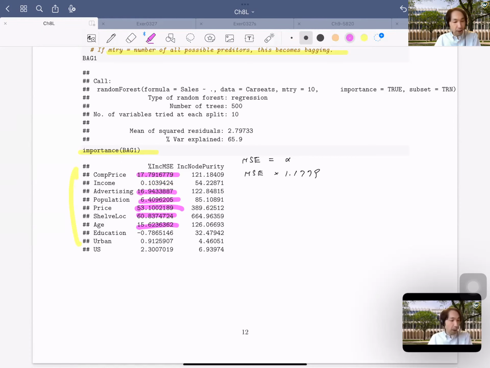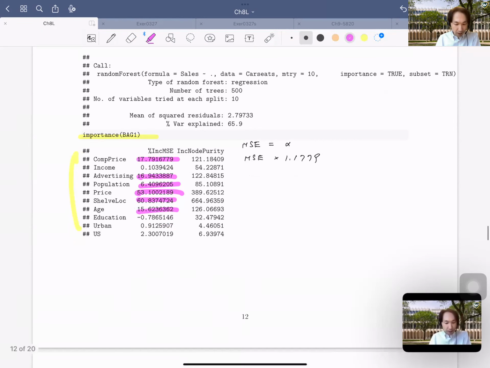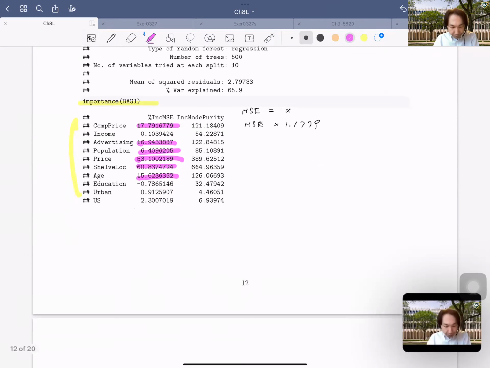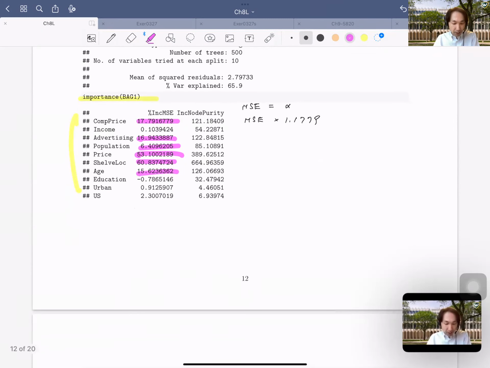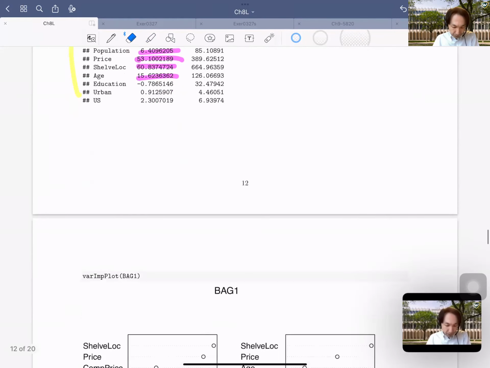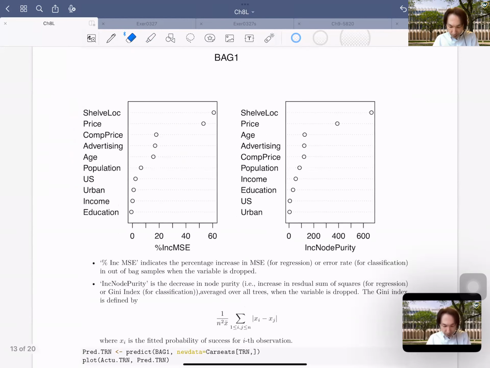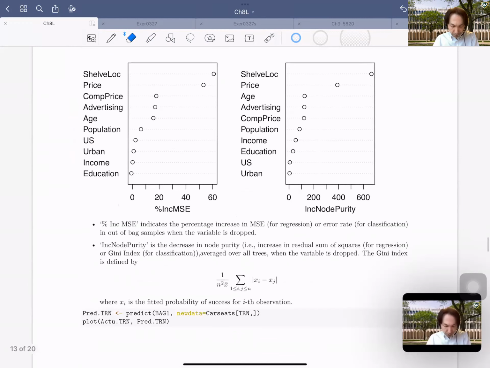So the tree-based method is not likelihood-based, so we don't have any specific test, but we have some quantitative information on how much the MSE is increased. Another one is node purity. This is just another measure that's similar to MSE, but the increase of that amount. You can see that this is mostly similar to the first column, and this is just a graph of that: increase in the MSE and increase in the node purity.